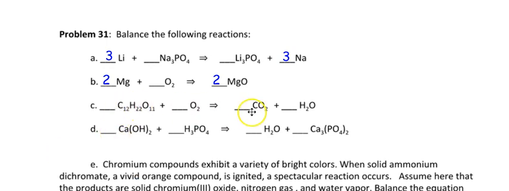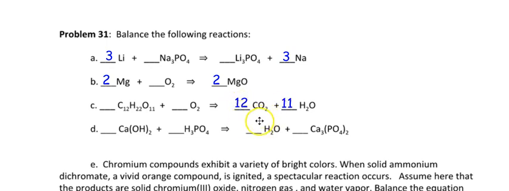So I have 12 carbons, 1 carbon. Oh, what should I put in front of the carbon dioxide? I should put a 12 here, shouldn't I? I have 22 hydrogens. I have 2 hydrogens. So what times 2 is 22? 11. All right. So now count up all your oxygens.